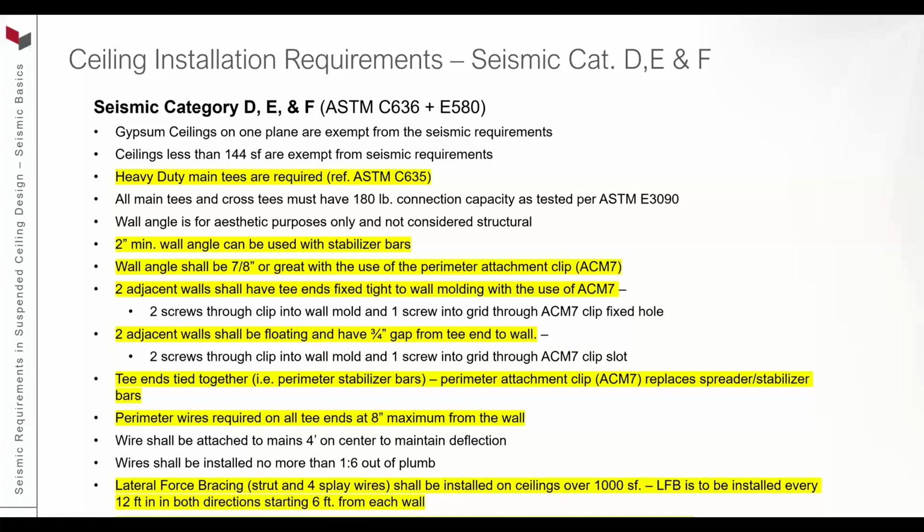The next couple things I'll highlight here is lateral force bracing. Lateral force bracing needs to be installed for ceilings that are over 1,000 square feet. And the lateral force bracing is installed every 12 feet on center in both directions. And then for ceilings that are over 2,500 square feet, expansion joints are required for those ceilings.